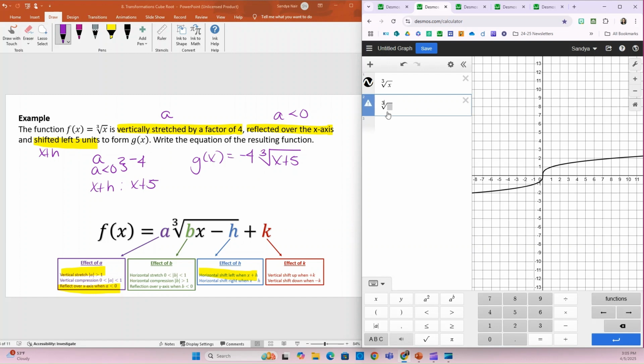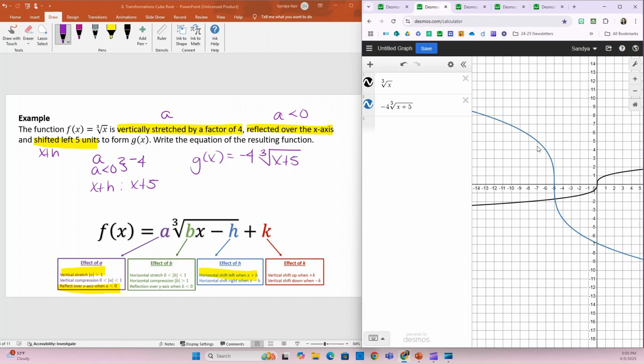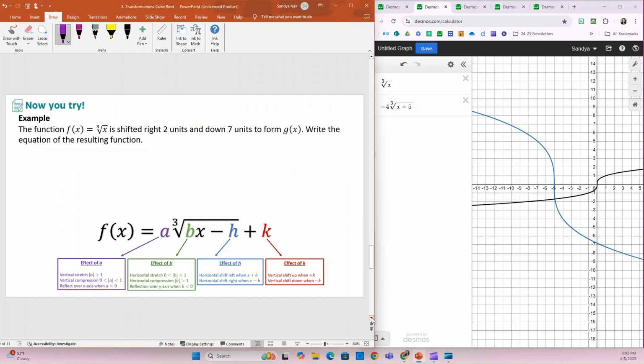So we do nth root, and so we have the cube root of x plus 5, and we need to put that negative 4 in front. You can see the graph has been reflected. It is vertically stretched. You can see this graph is taller than the original, and notice that the points are shifted to the left 5 units. So now you can go ahead and pause the video and try doing this example on your own.